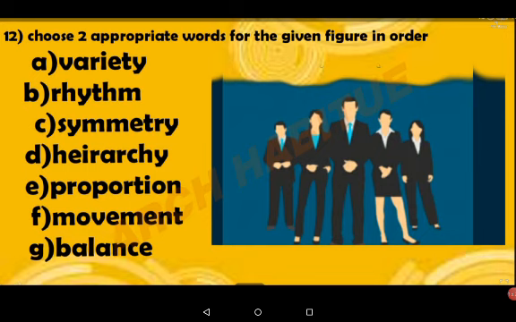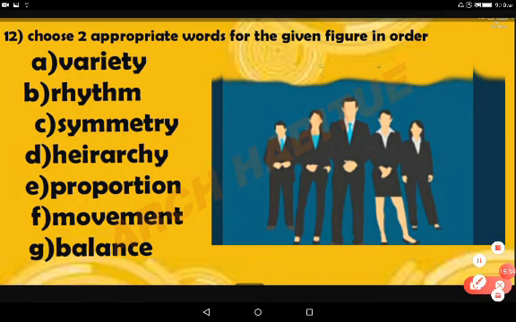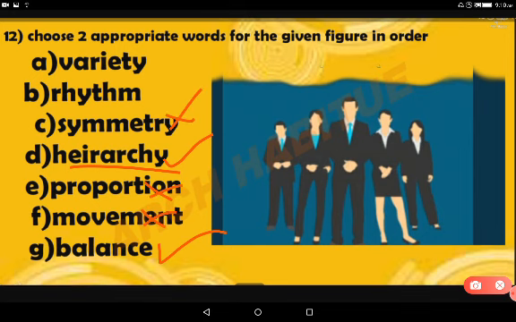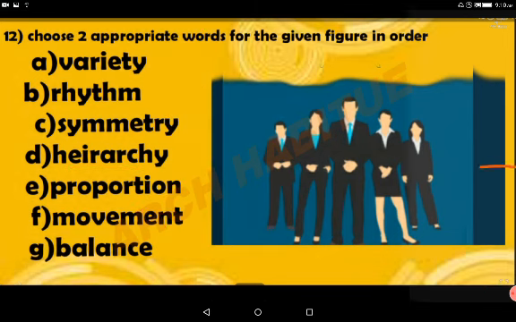This is our 12th question. If you have seen design principles, you will be clear about this picture because it shows hierarchy. It uses the design principle hierarchy, and yes, there is balance. There is no movement, proportion, symmetry, rhythm, or variety. So hierarchy and balance is the one we will go with. The best thing will be balance and then hierarchy.